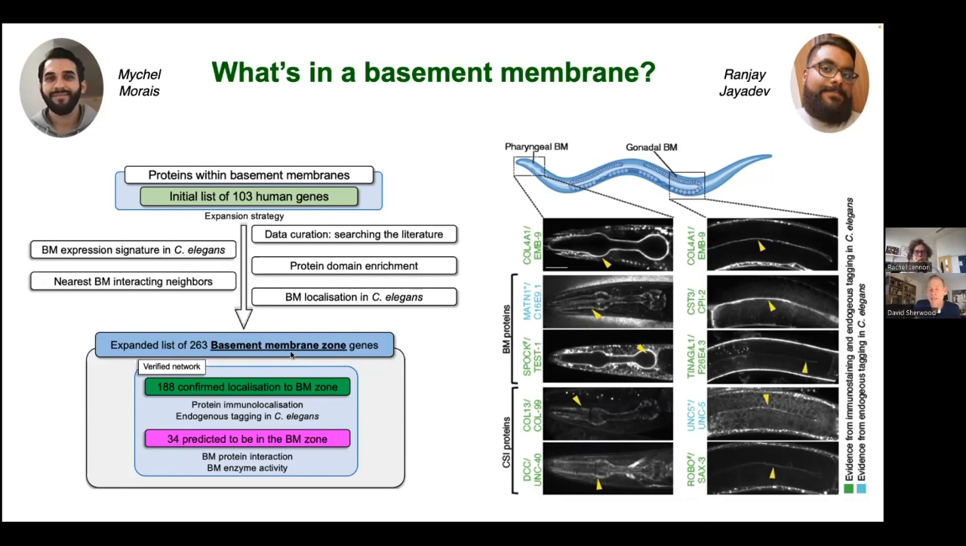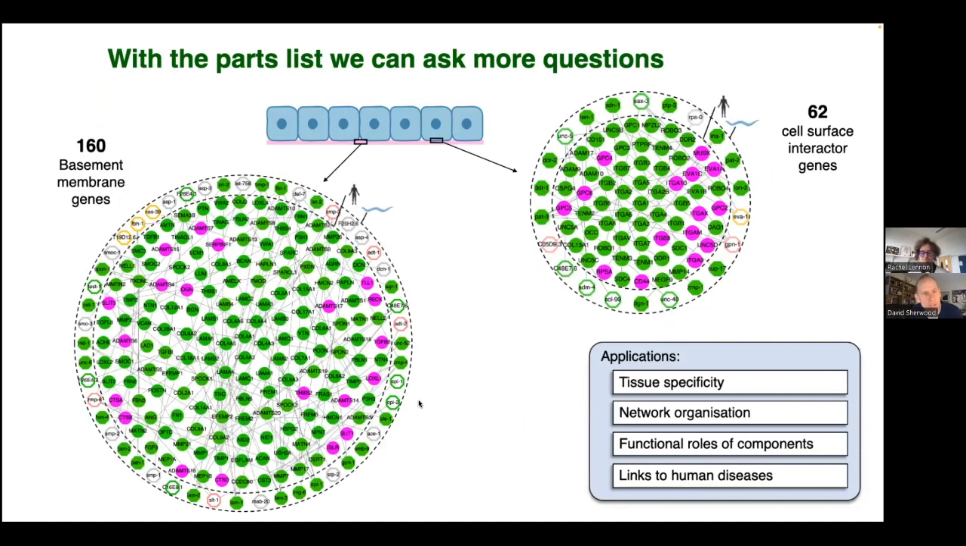And then we painstakingly went through the literature and also genome edited and tagged many of these components in C. elegans to ask, do they localize to the basement membrane? And we came up with a confirmed list of 188 and an additional 34 components that biochemically strongly interacted with other basement membrane proteins, or their enzyme activity acted on basement membrane components. And this led to an astounding number, 160 basement membrane matrix proteins and 62 transmembrane proteins.